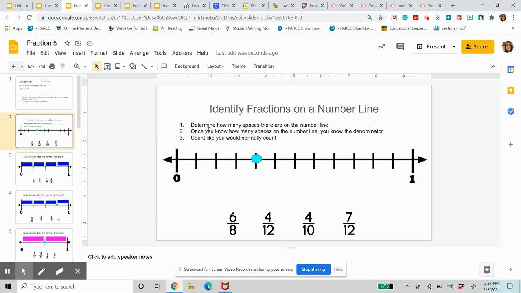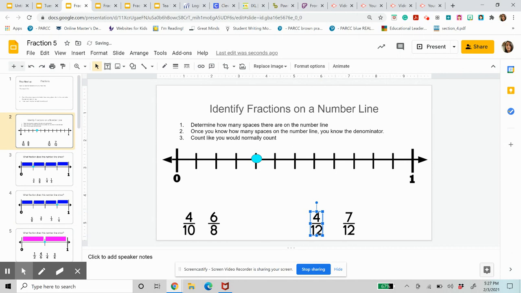So let's do step one. Determine how many spaces there are on the number line. So I'm going to count the spaces between 0 and 1. So 1, 2, 3, 4, 5, 6, 7, 8, 9, 10, 11, 12. So I have 12 spaces. So right now that has to be my denominator, okay? So I'm looking over here at my denominators. I have an 8, a 12, a 10, and a 7. So I'm going to just put these to the side because I'm saying there's 12 spaces. So these look like these are my two best choices at the moment.